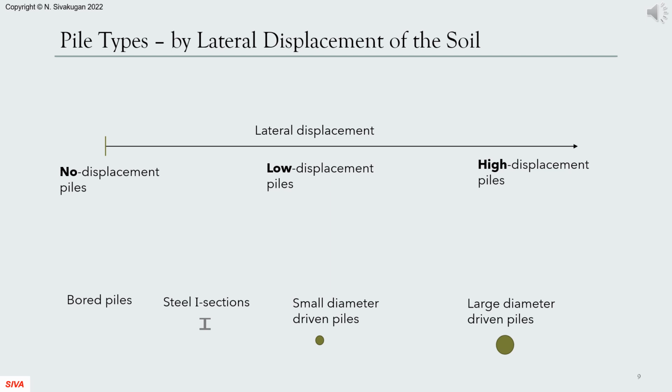Depending on the extent of displacement of the soil around the piles, they are called no, low, or high displacement piles. A bored pile does not displace the soil laterally and hence is a no displacement pile. In the case of driven piles, the larger the diameter, the higher is the lateral displacement of the soil near the pile.